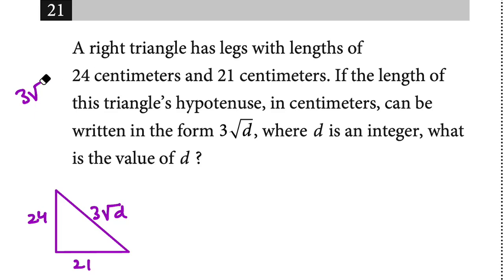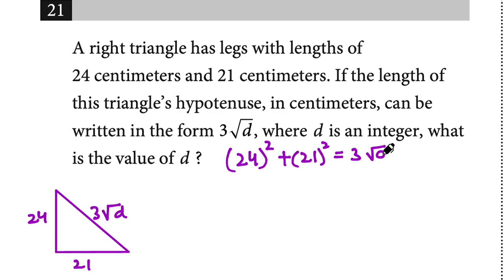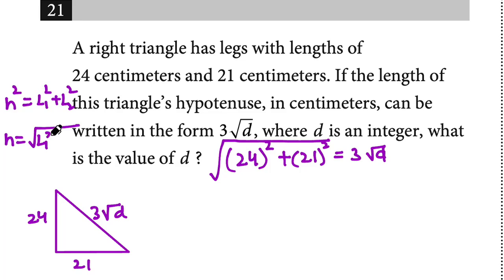Okay, let's start. So this is 24 squared plus 21 squared is equal to the hypotenuse squared, and the hypotenuse is 3 square root of d. This is what the formula is, right? Hypotenuse squared is equal to first leg squared plus second leg squared. Now because this is the hypotenuse only, I have to take the square root of the right hand side.